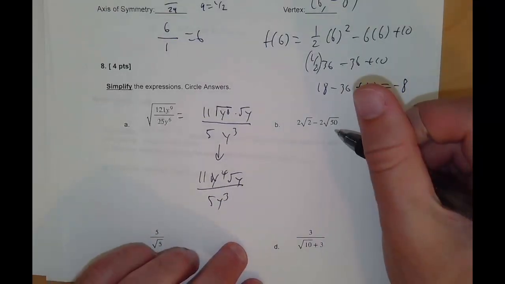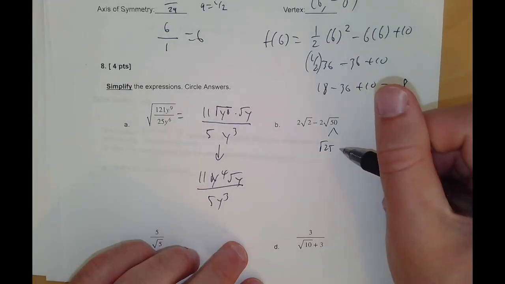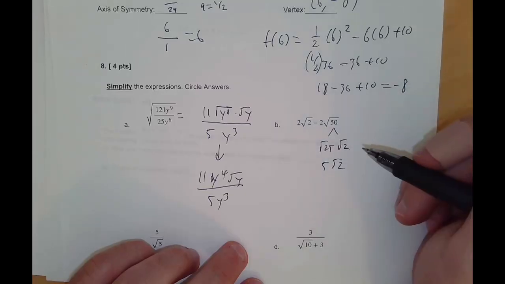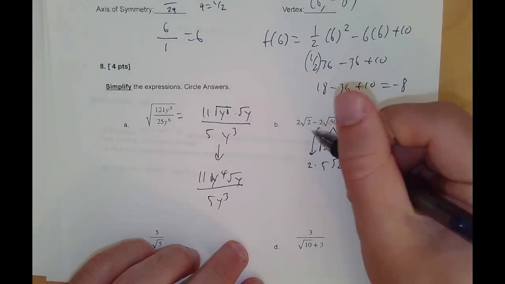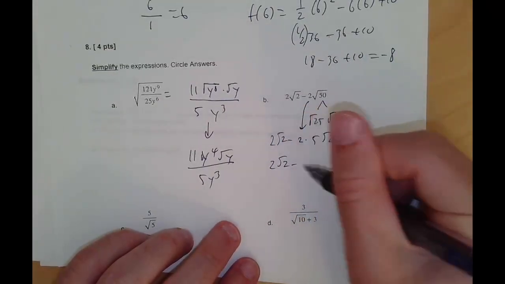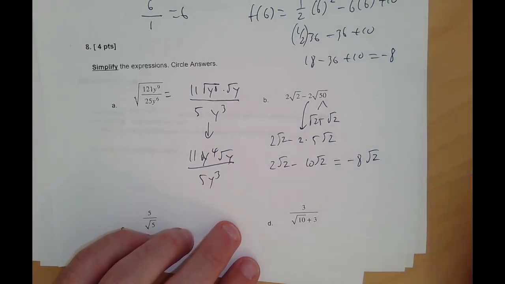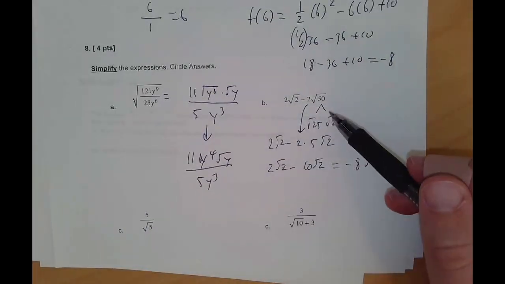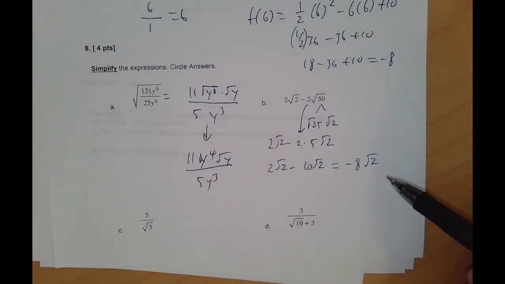Over here, 50 can be split up into root 25 and root 2, and that's 5 root 2. We're going to bring everything down though. So we're going to bring that 2 root 2 down. So now we have 2 root 2 minus 10 root 2. That's negative 8 root 2. Okay, so in this case, you want to simplify the radical as much as you can, and then combine it.